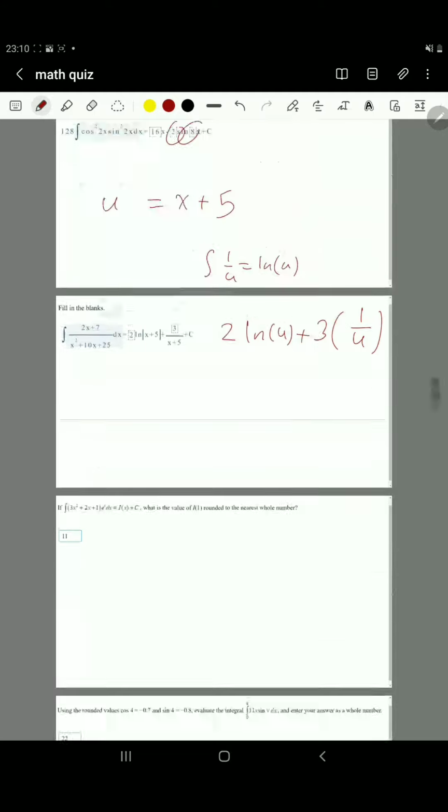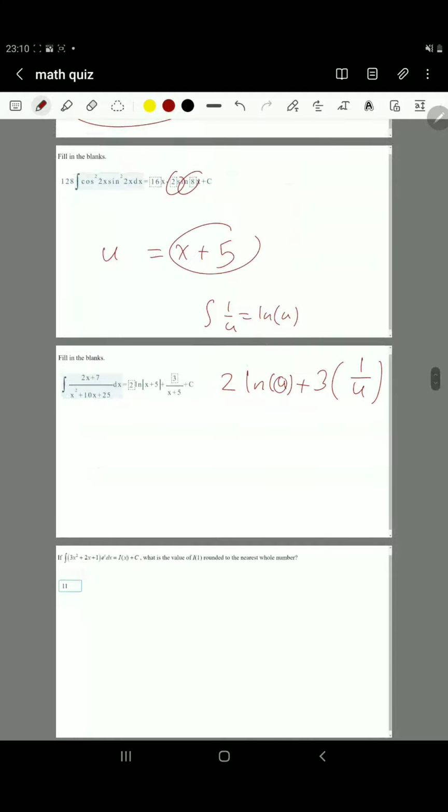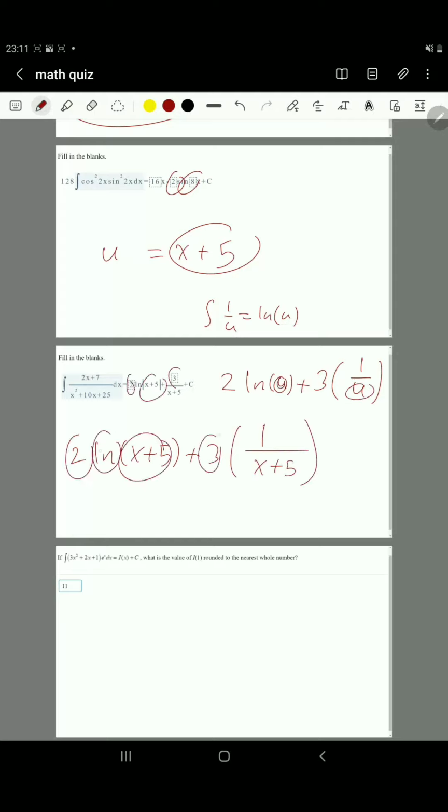And now we're done. We just undo the substitution. What is u? U is x plus 5. So you get 2 ln x plus 5 plus 3 into 1 over x plus 5. We just undid the substitution, and we're done.